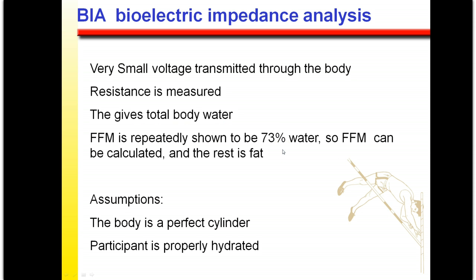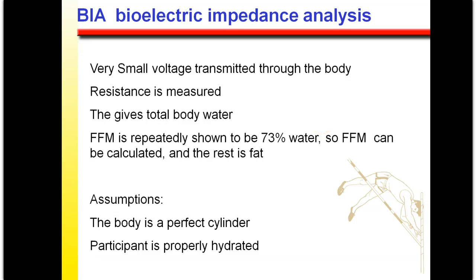So let's say we do this bioelectrical impedance analysis on someone. We know that they weigh 100 pounds and that 90 pounds of that is fat-free mass. Well, the other 10 pounds has got to be fat. That's all it can be. And that's basically how this works.